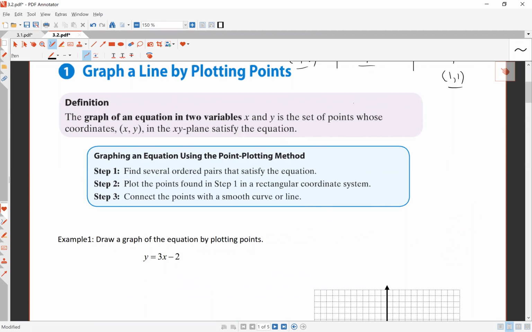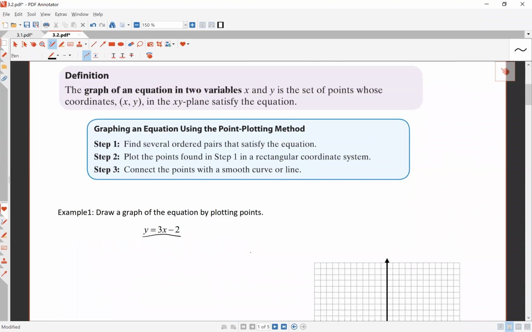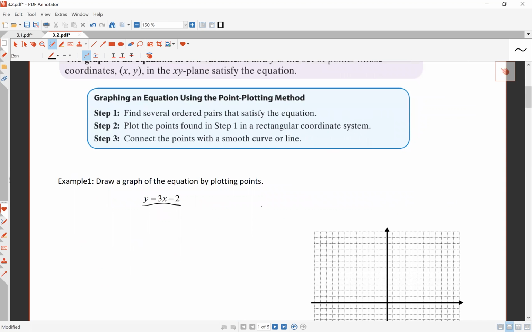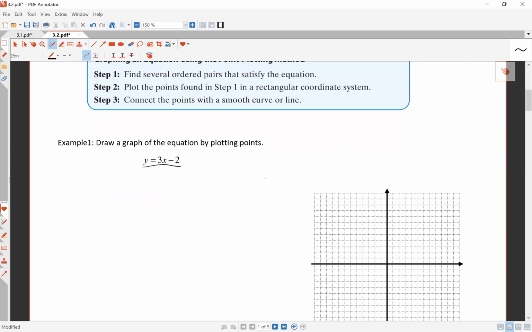When you have an equation like y equals 3x minus 2, there are infinitely many points that satisfy the equation. Since there are too many to list, we like to visualize them by graphing the equation. The graph serves as the solutions or solution set to the equation. And so to graph an equation, we find several ordered pairs that satisfy the equation. We then plot those points in the rectangular coordinate system and connect the points with a smooth curve or line. In this case, it's always going to be a line.